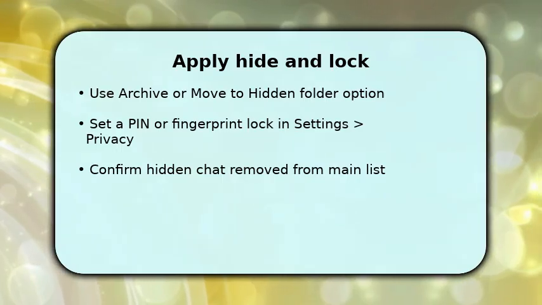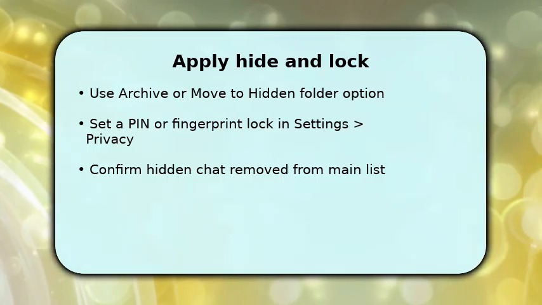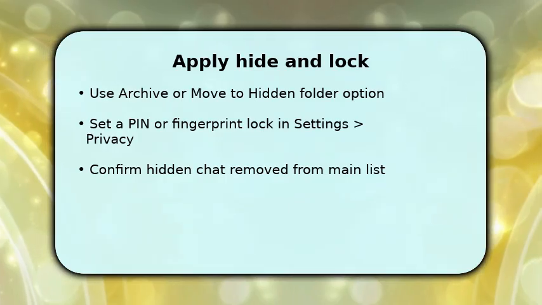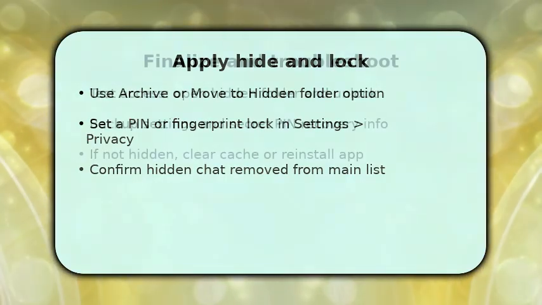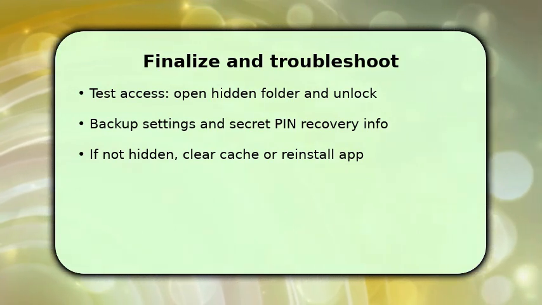Once the lock is active, verify the chat is invisible in your main list and appears only inside the hidden area. This two-step hide finishes by testing access. Open the hidden folder and unlock it using your PIN or biometric. This proves the process worked.